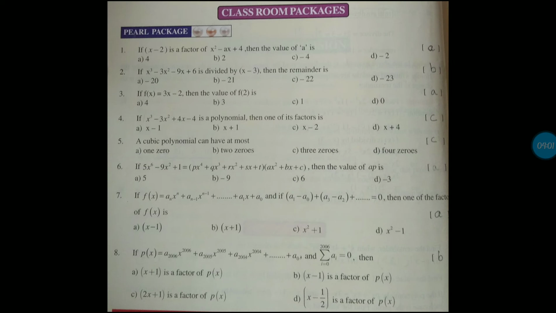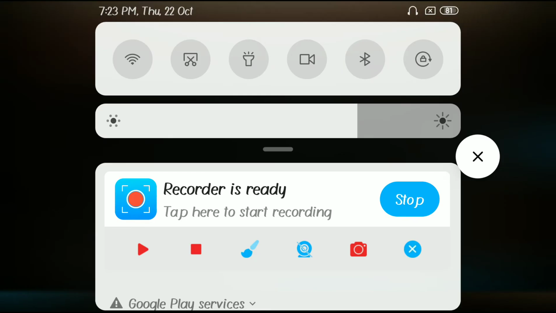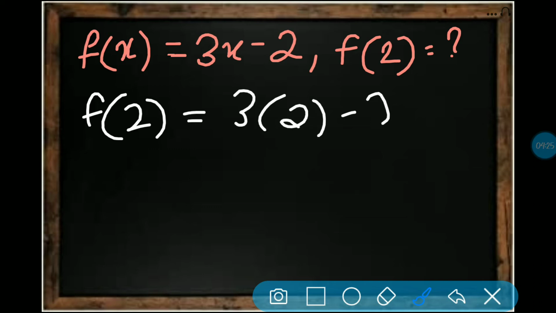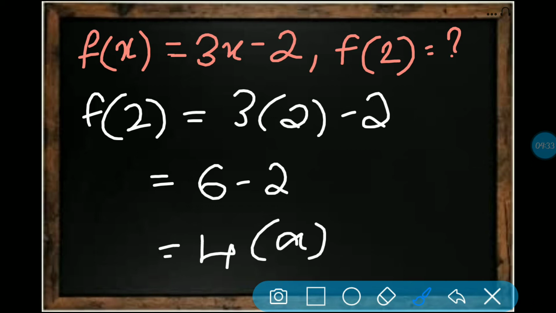Looking at the third question: if f of x is equal to 3x minus 2, then the value of f of 2. This also we will solve now. Okay, this is the given data. Now what we have to do first is, here we have an x, right? Instead of x we will put 2, that's it. So f of 2, wherever x is there in the equation, put 2. Very simple problem actually. 3 into 2 minus 2. So 3 into 2 is 6 and 6 minus 2 is 4. Option A. Okay. Everyone note this or take a screenshot. Next question.